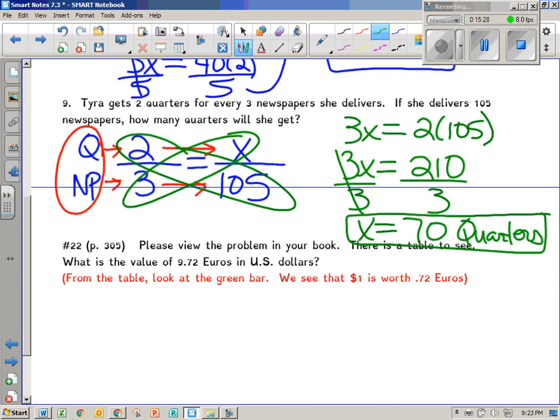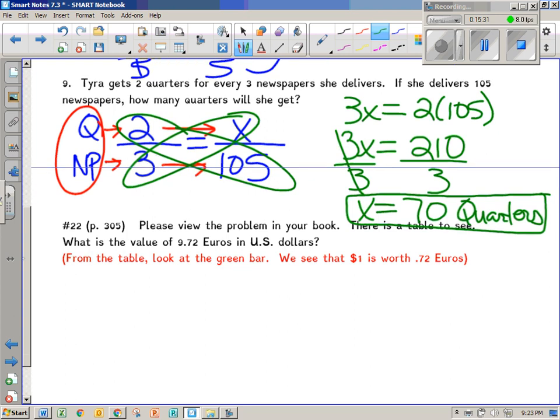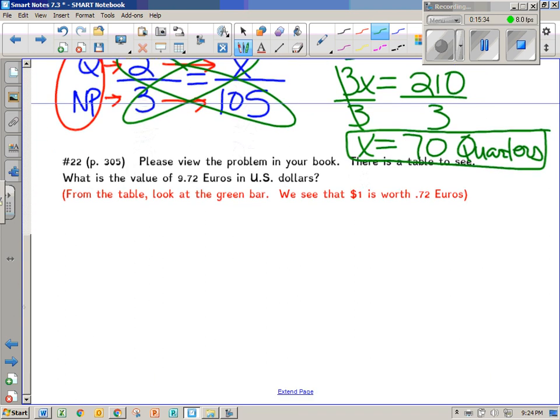So if you're wanting to try it on your own, you're always welcome to stop and do that and then come back to check. Now, this particular problem came from your book on page 305. So you really need to stop for a minute, open up your book, and look at that. But there's a table, and it tells you some things, and it's a little confusing.